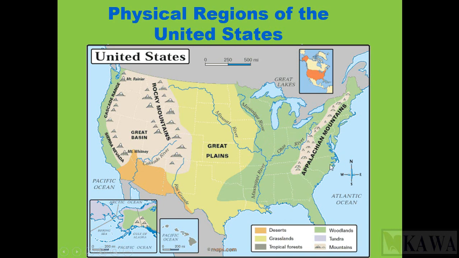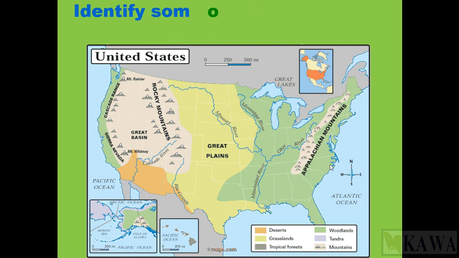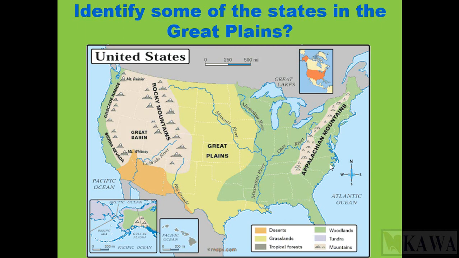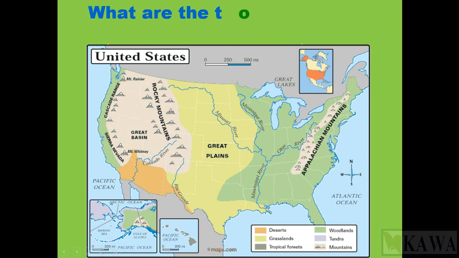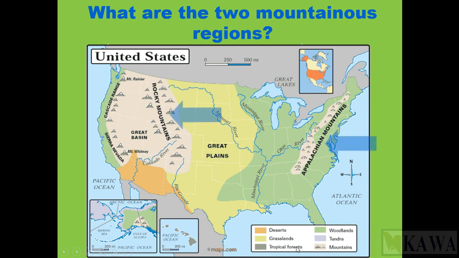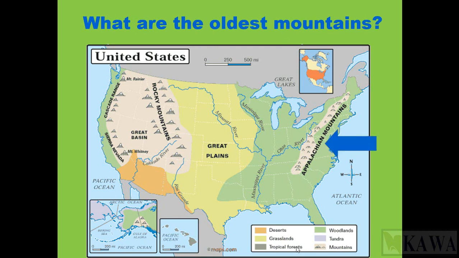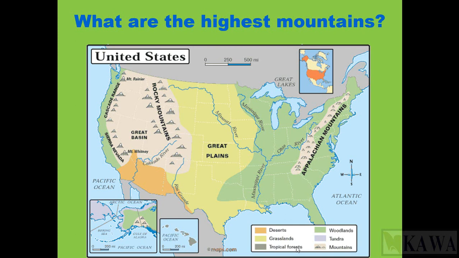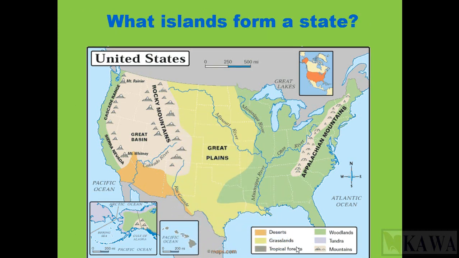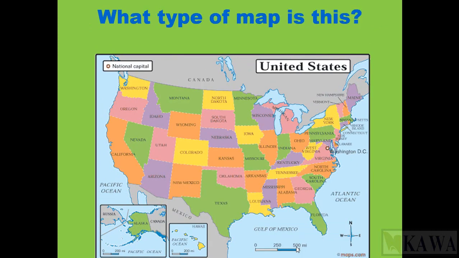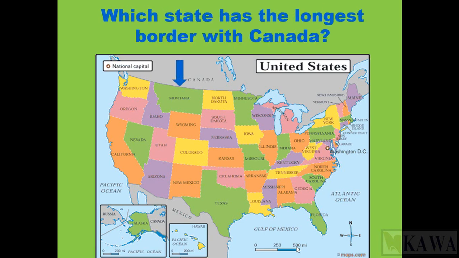Identify some of the states in the Great Plains. In the plains here, what are the states? Okay. So where are the old mountains? And those are the ones. What are the highest mountains? Okay, so these are the ones. What islands form the United States? The islands, what they are. What type of map is this? It's a political map. And which country has the largest border? So it is also there.